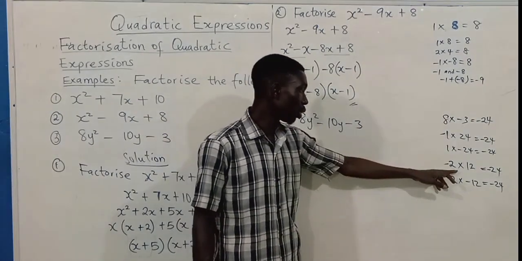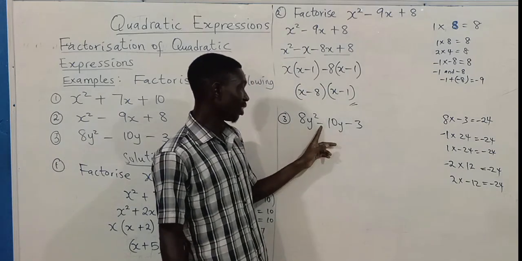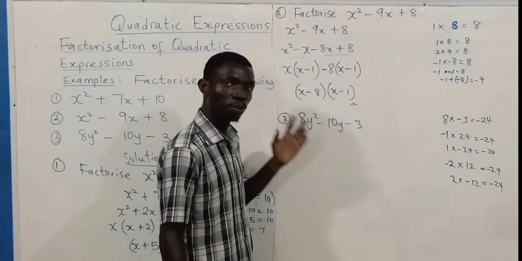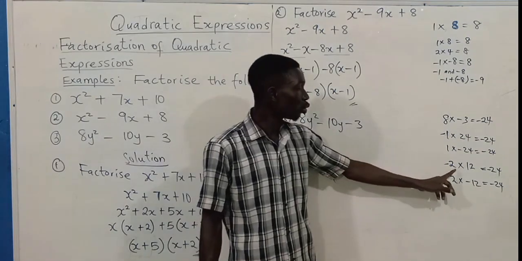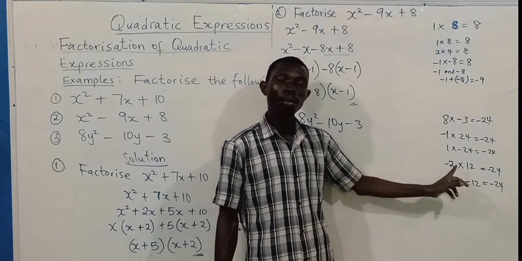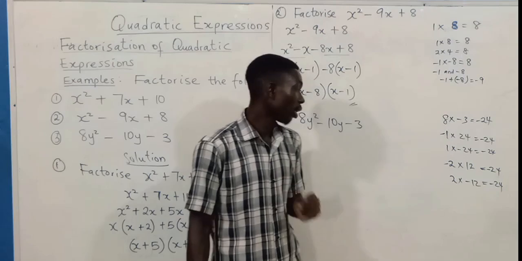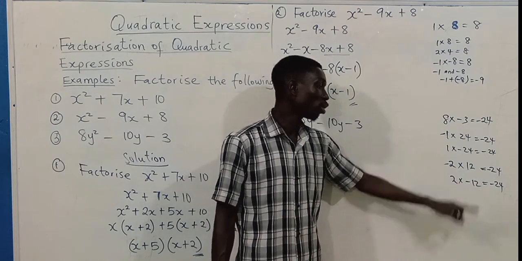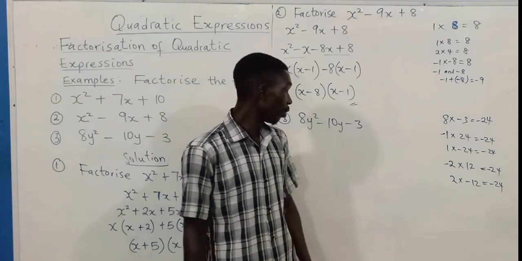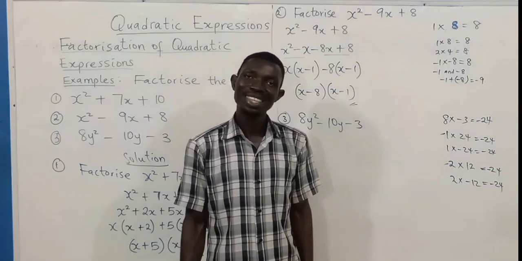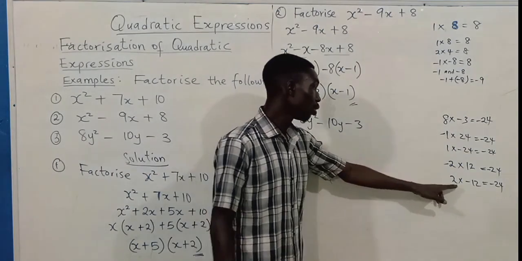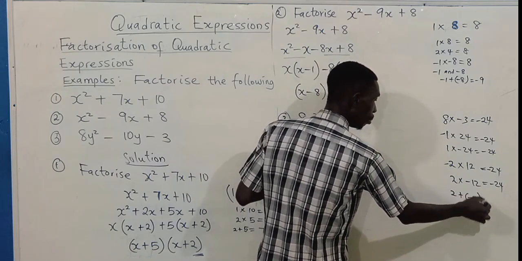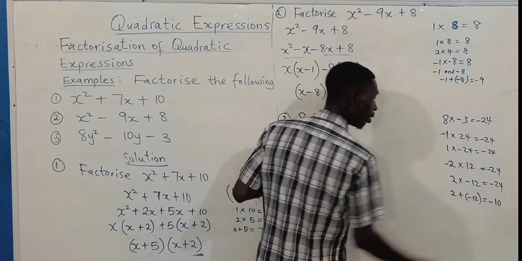But minus 2 plus 12 is a positive 10, so we can't use this because our middle term is minus 10, not positive 10. But let's see this: 2 plus minus 12 is minus 10. So you discover that 2 and minus 12 become the required factors.